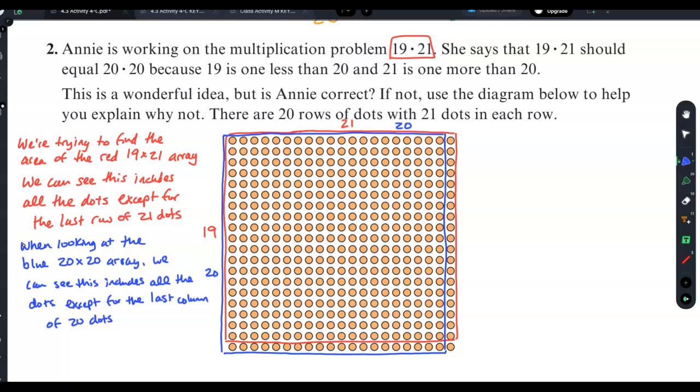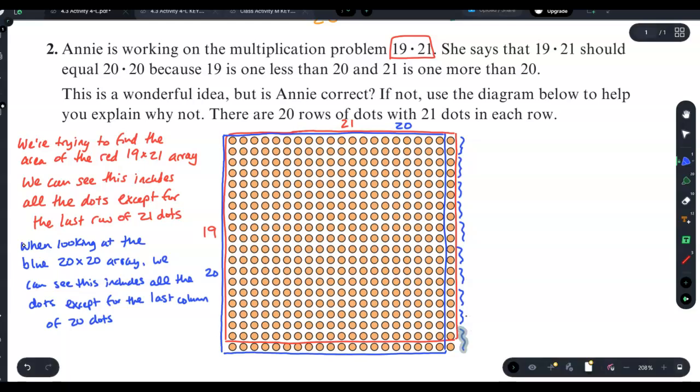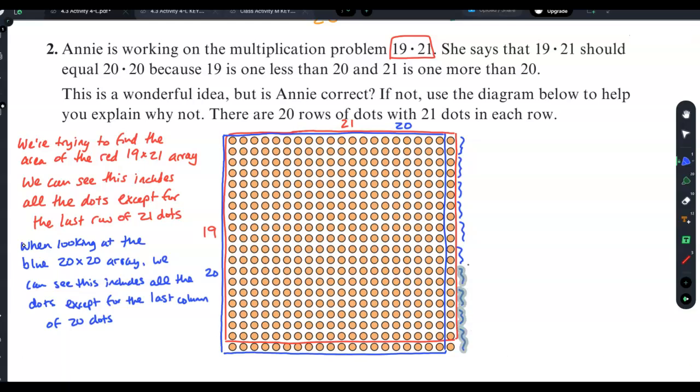So we're talking about what's being excluded from the blue, right? 1, 2, 3, 4, 5, 6, 7, 8, 9, 10, 11, 12, 13, 14, 15, 16, 17, 18, 19, 20 that are being excluded from the blue array.